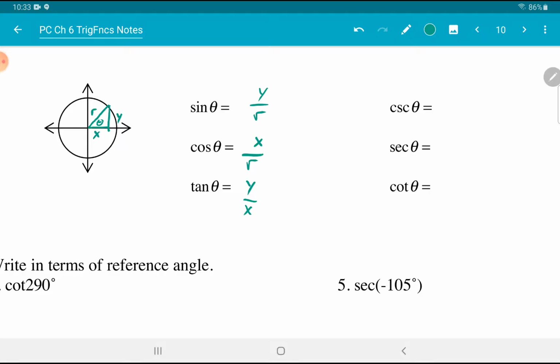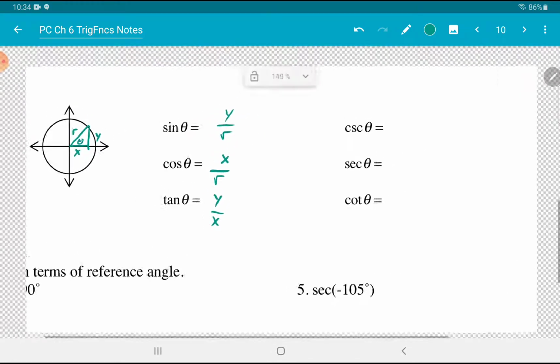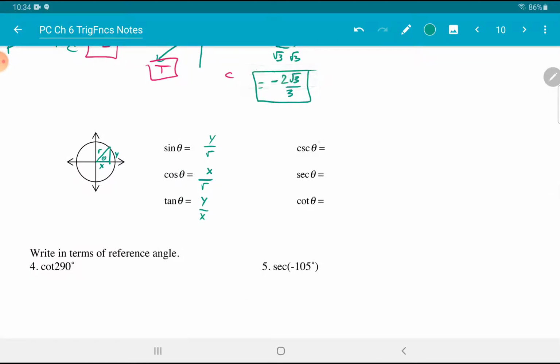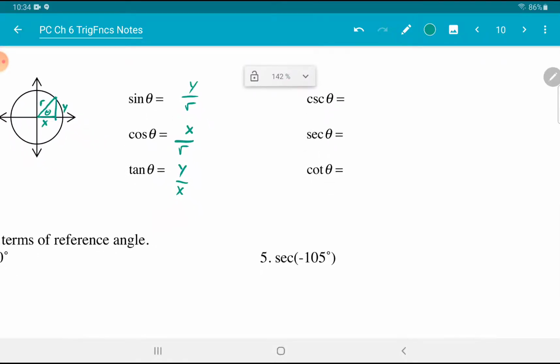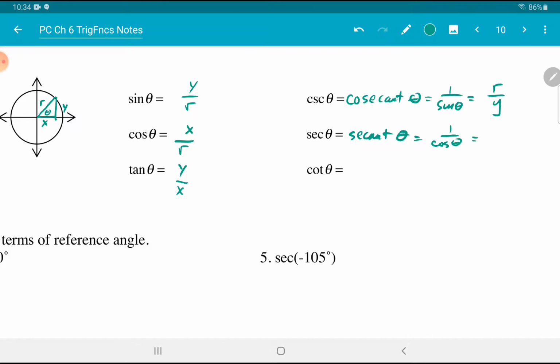Now it turns out that what we just did in the previous example was looking at reciprocal trig ratios, and these next three ratios that you see here are our reciprocal trig ratios. CSC theta represents cosecant theta, and cosecant theta is the same thing as 1 over sine theta. That's the same thing as r over y, because this is reciprocal. SEC theta is secant theta, which is 1 over cosine theta, the reciprocal of cosine, which is r over x.